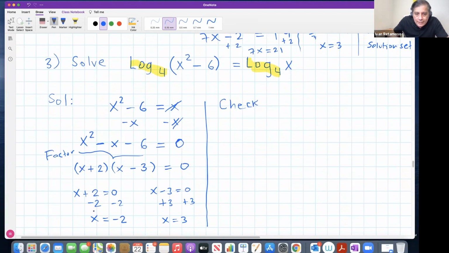Check. I'm going to start with x equals -2. When substituted into the original equation, and it is always the original equation that you must use for your checks: log base 4 of -2 squared minus 6. Is this really equal to log base 4 of x? Look, -2 squared is 4. 4 minus 6 is -2.